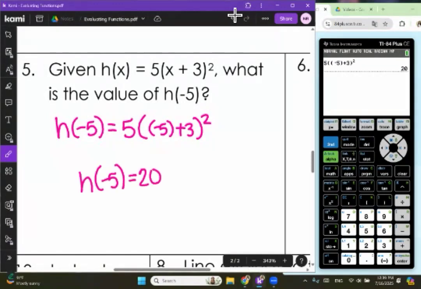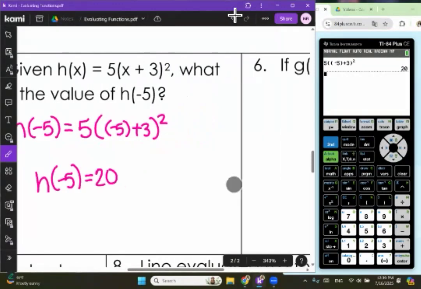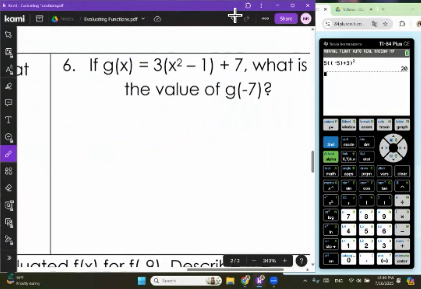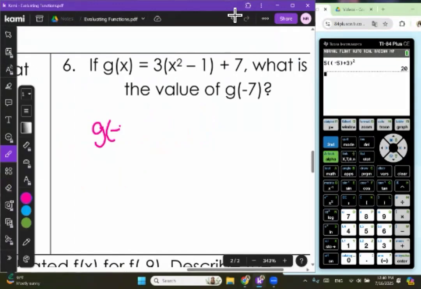Please don't be asking for your assignment. There's still more to this lesson. Okay. G of -7. Last one. That's this simple. Remember, if it's squared, square goes on the outside.